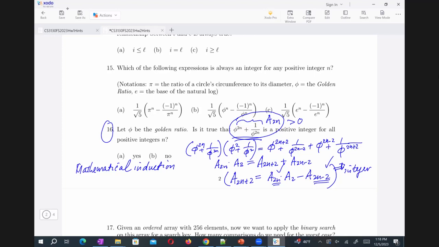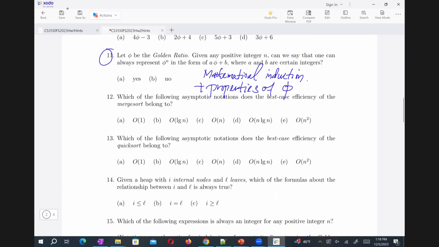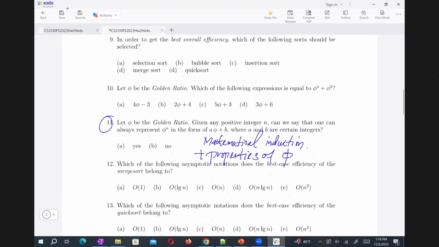In discrete math, you learn it the first time. So in this class you learn mathematical induction the second time. All right, that's these two questions. Next one.